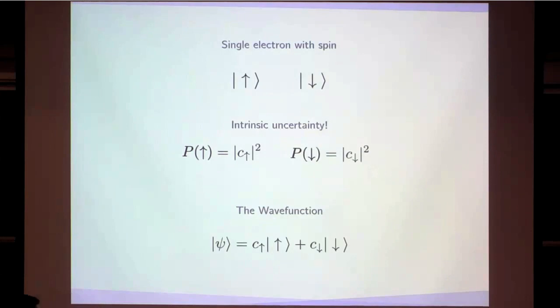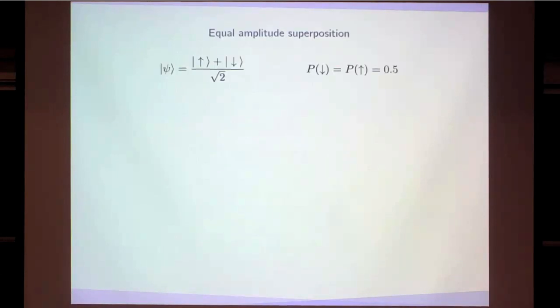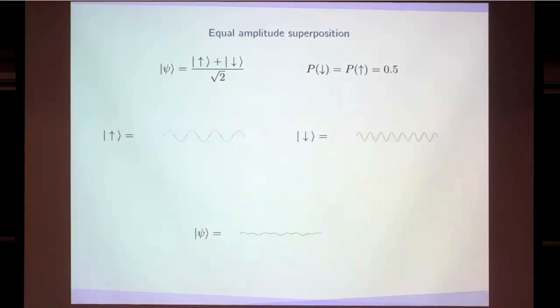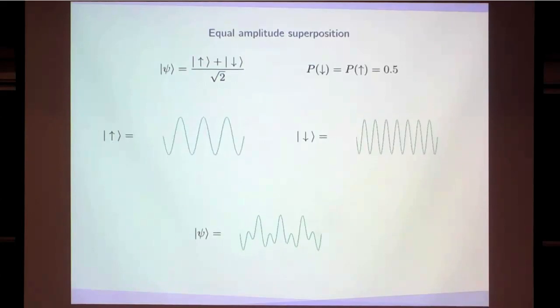So I'll try to make an example to make it clear. Hopefully it will be clear, or I will confuse you more, we'll see. Let's consider an equal amplitude superposition. That means that the electron is simultaneously in the state up and down with equal probability, 1/2. One way to think about this, because what does it mean to be in the same state simultaneously? Imagine these states as two waves with two different frequencies, and then you can think about the wave function as the sum of these two waves.